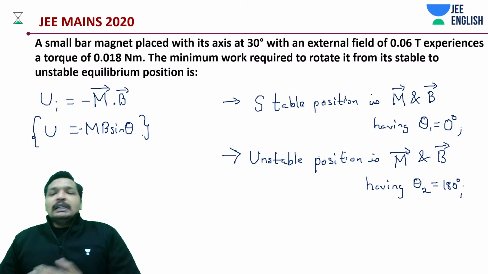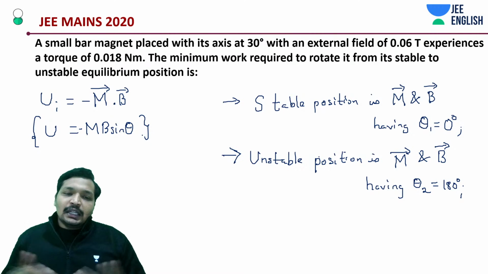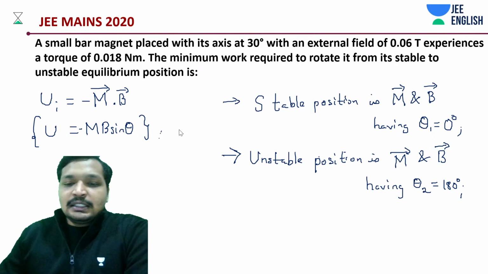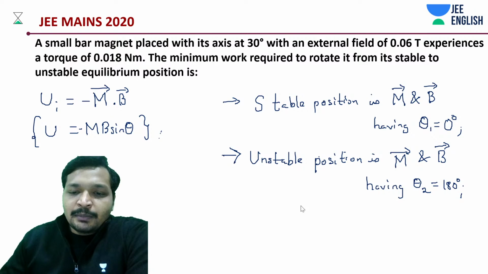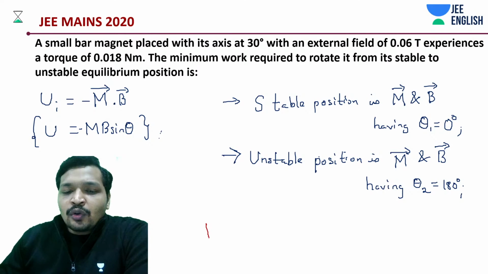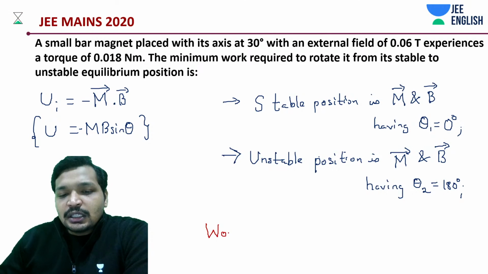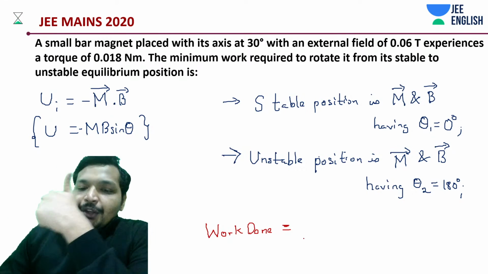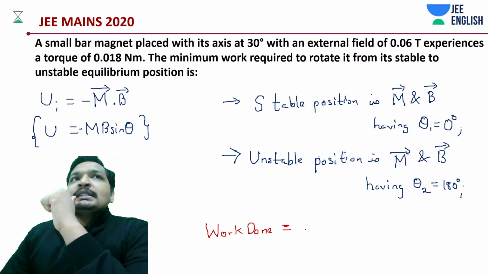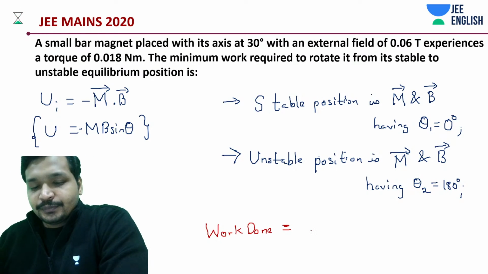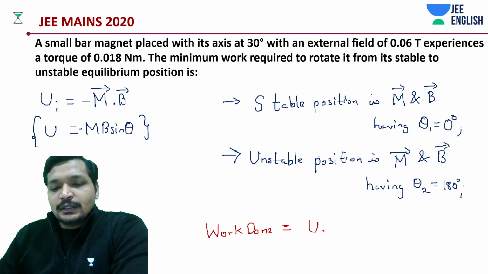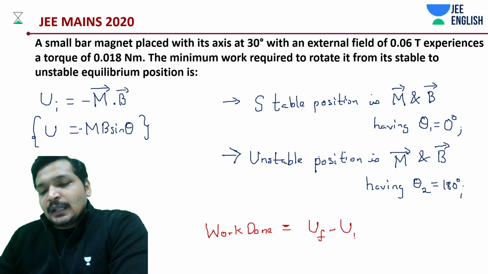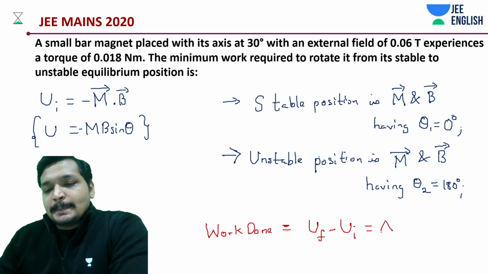Now what is the work done? Difference in potential energy. That's all you need to know. It's a very simple problem. So work done is how much? U final minus U initial. Correct, delta U. How much is this going to be?